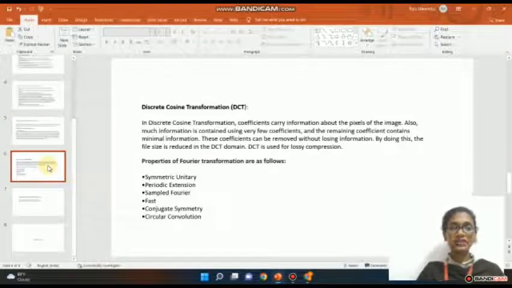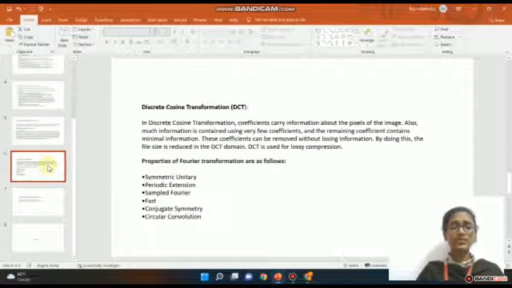Discrete cosine transformation. In the discrete cosine transformation, coefficients carry information about the pixels of the image, and much information is contained in very few coefficients, while the remaining coefficients contain minimal information. These coefficients can be removed without losing much information. By doing this, the size is reduced in the discrete cosine transformation domain. DCT is used for lossy compression.